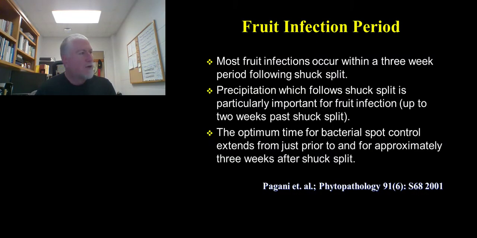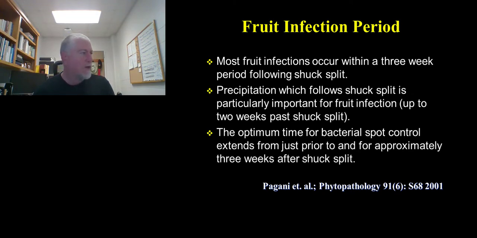The fruit infection period is a little bit similar. No, it's not dissimilar, I'd say. Again, you want to make sure you're Johnny on the spot with your applications early in the season. We know from some other research that fruit infections occur within a 3-week period following shuck split in particular. That's when a lot of them are going to occur. If you have rainfall and the right temperatures during that time frame, that's when you're going to get infection on the fruit. So precipitation which follows shuck split is particularly important.